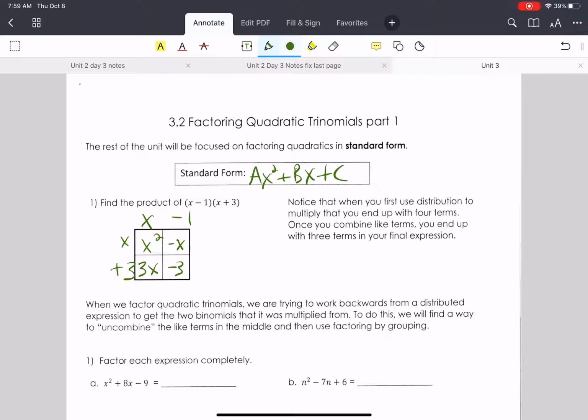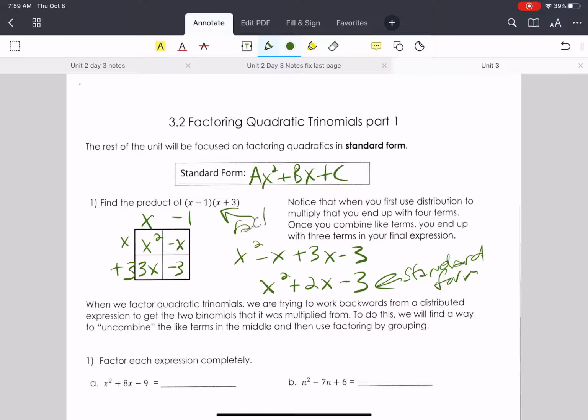Now, am I done? No, not if I want standard form, right? I got to add up all my pieces. So I end up with x squared minus 2x minus 3. That's my standard form. Oh, good catch. Thank you. Plus 2x. Good job. Standard form. And that one is factored form.